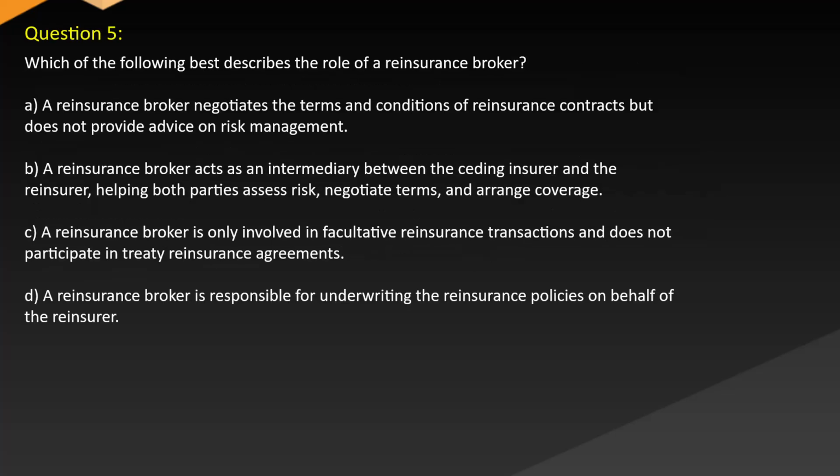Question 5. Which of the following best describes the role of a reinsurance broker? A. A reinsurance broker negotiates the terms and conditions of reinsurance contracts but does not provide advice on risk management. B. A reinsurance broker acts as an intermediary between the ceding insurer and the reinsurer, helping both parties assess risk, negotiate terms, and arrange coverage. C. A reinsurance broker is only involved in facultative reinsurance transactions and does not participate in treaty reinsurance agreements. D. A reinsurance broker is responsible for underwriting the reinsurance policies on behalf of the reinsurer.